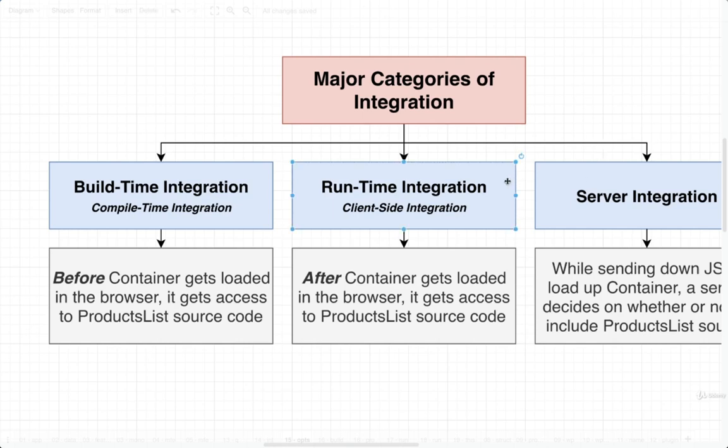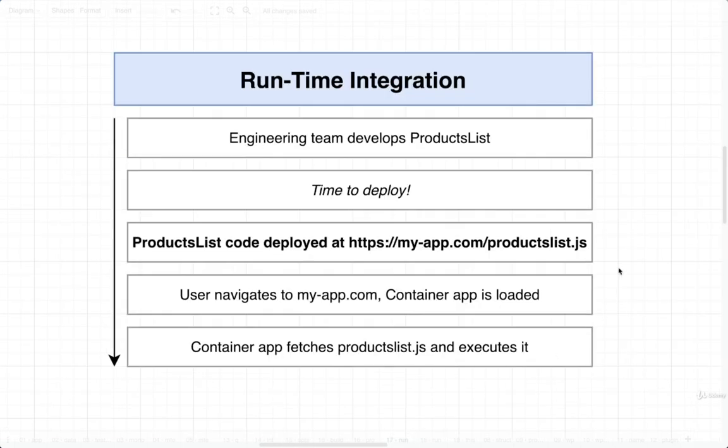Let's now take a look at what a runtime integration would look like. So here's an example of one possible way of implementing a runtime integration. Once again, we might have an engineering team that develops the products list application. They would eventually decide that it's time to deploy their application.